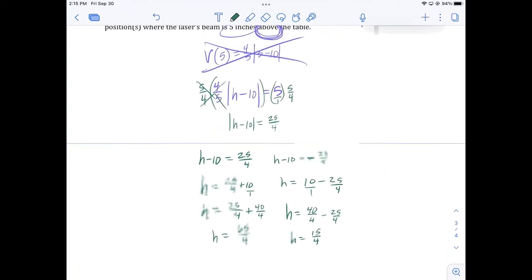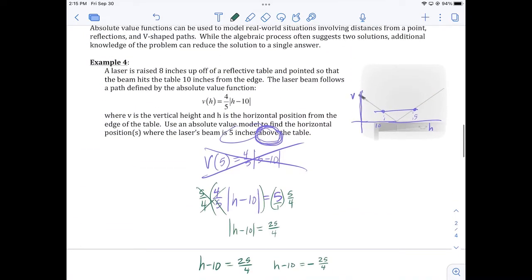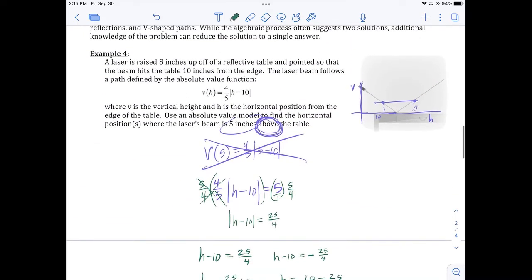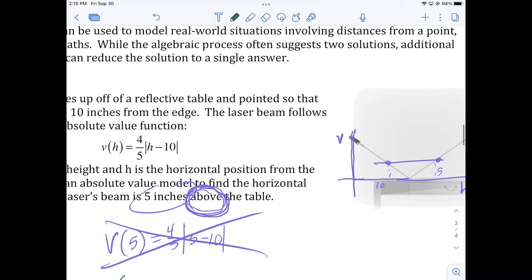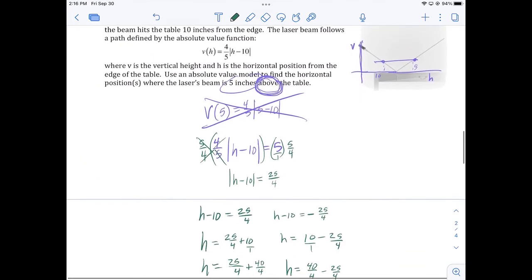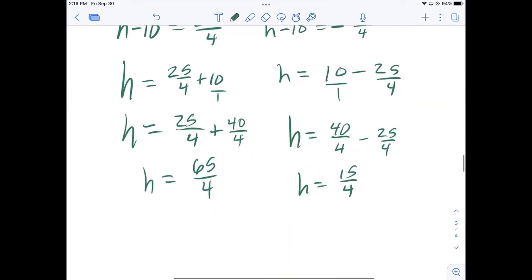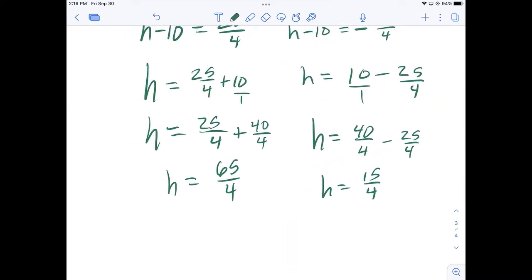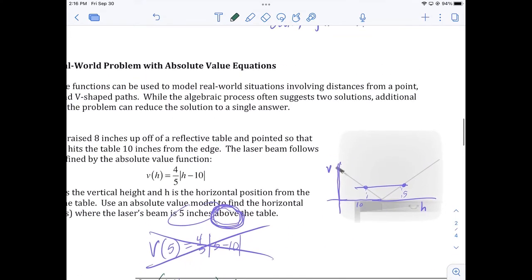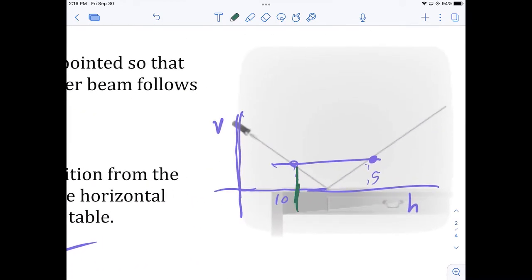Nice. Now, are both of them legit? Well, let's see. Yeah, I think they're both legit. They're both positive, right? Yeah, so that looks good to me. Do we know what these horizontal values are? Yeah, that's reasonable, right? We would have one here, and we'd have one here. So we got 2 solutions.